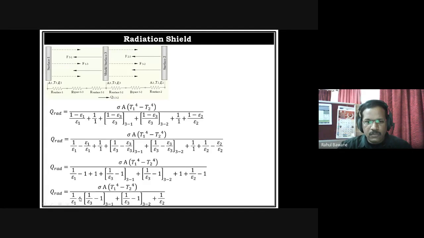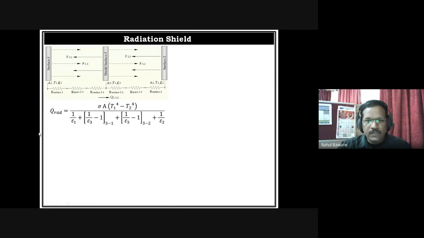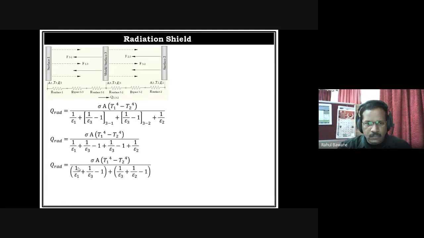So we have this kind of arrangement: 1 upon emissivity 1 plus 1 upon emissivity 3 minus 1, second, plus 1 upon emissivity 3 minus 1 plus 1 upon emissivity 2. If we rearrange this, we have this form. We will make it into 2 brackets: 1 upon emissivity 1 plus 1 upon emissivity 3 minus 1. This is for these 2 plates. Now for the second 2 plates, 1 upon emissivity 3 plus 1 upon emissivity 2 minus 1. This is for the second plate. This is the standard notation. We already know it from the previous video.